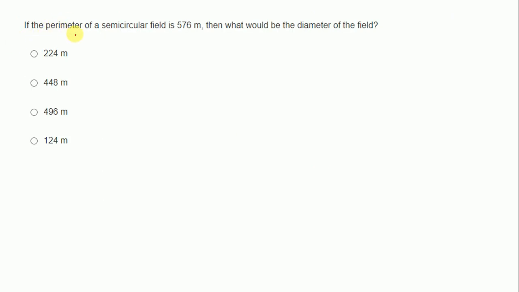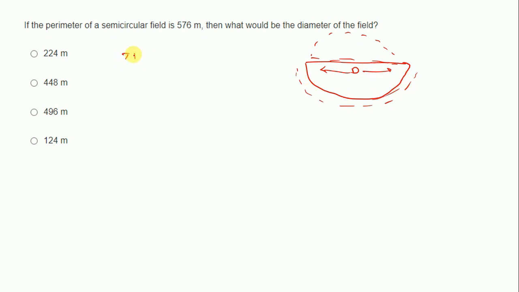If the perimeter of a semicircular field is 576 meter, then what would be the diameter of the field? So first of all, what is semicircular? So this is semicircular, half of a circle, and what would the perimeter be? The perimeter would be this plus this, and this is equal to d, and this is equal to pi d by 2, plus this d, and this is given to us equal to 576.